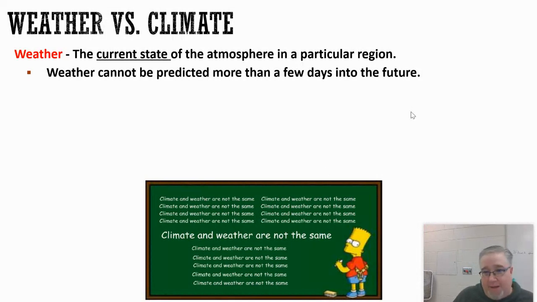When you watch TV, like we watch the news, the weatherman will give you a prediction of what the weather will be like, maybe for the next couple of days. It gets really difficult to predict weather more than a few days down the road. We can do it a little bit better now than we used to with technological advances, but I think we all know that the weatherman is not completely accurate all the time. Predicting weather is not that easy to do, but maybe in the next couple of days you can probably do it.